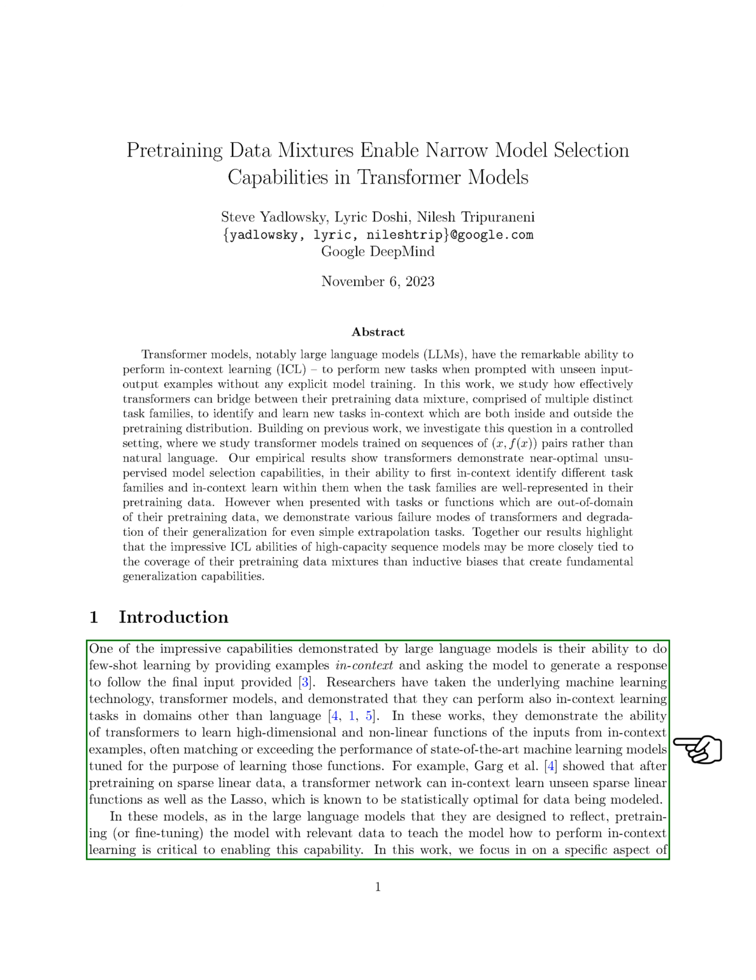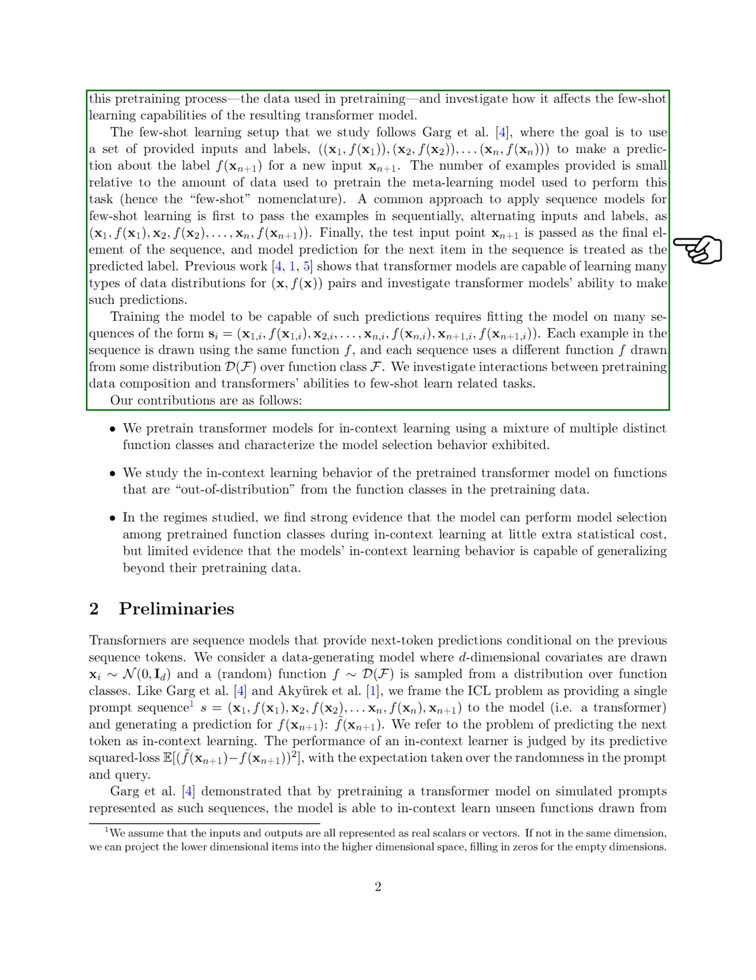However, the key to unlocking this capability lies in the pre-training process, where the model is taught how to perform in-context learning using relevant data. In this study, we focus on the data used in this pre-training process and explore how it impacts the few-shot learning abilities of the resulting transformer model.